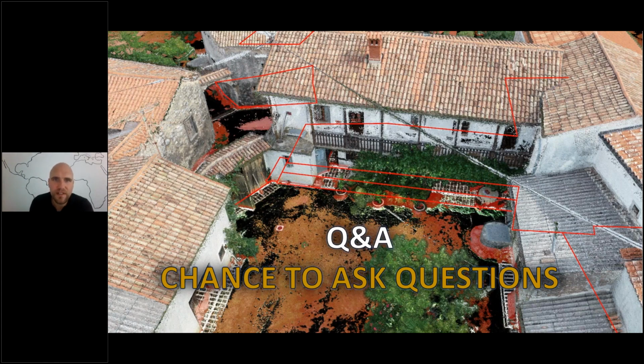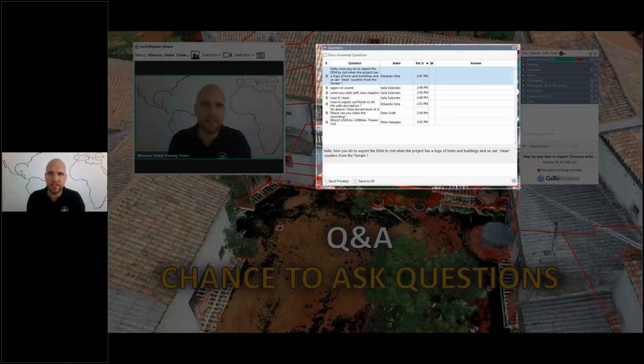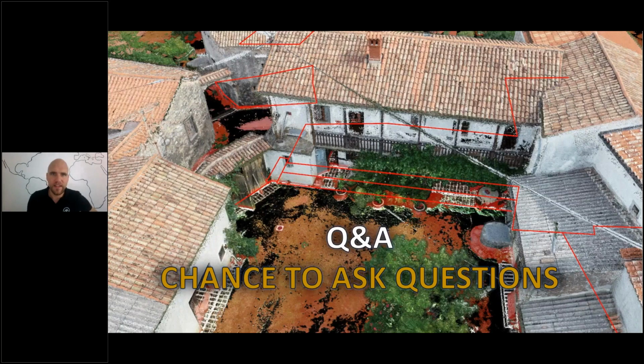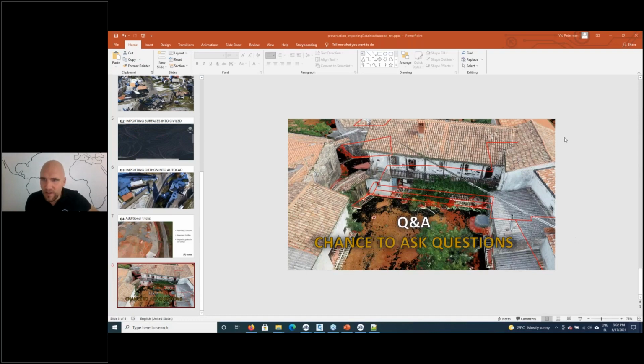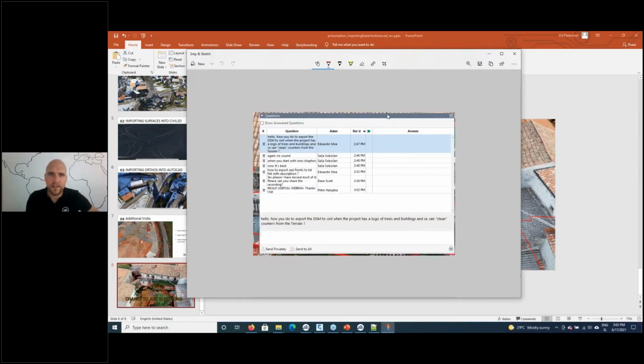His first question is, I'll just make a screenshot here real quickly. Here I have a screenshot with the questions that were asked. For now, the first one is: hello, how do you export the DSM to Civil when the project has a lot of trees and buildings, and see clean contours from the terrain?